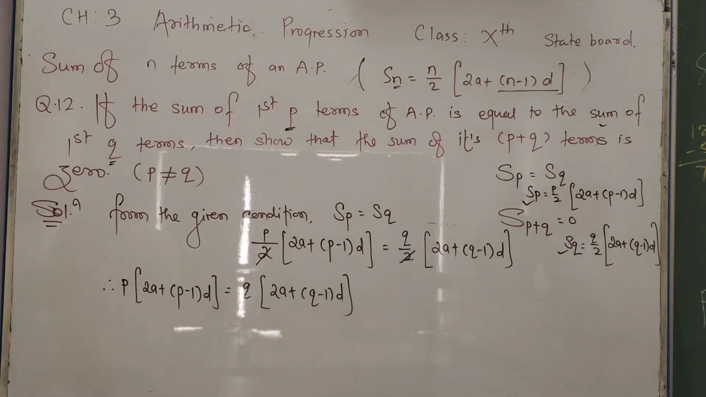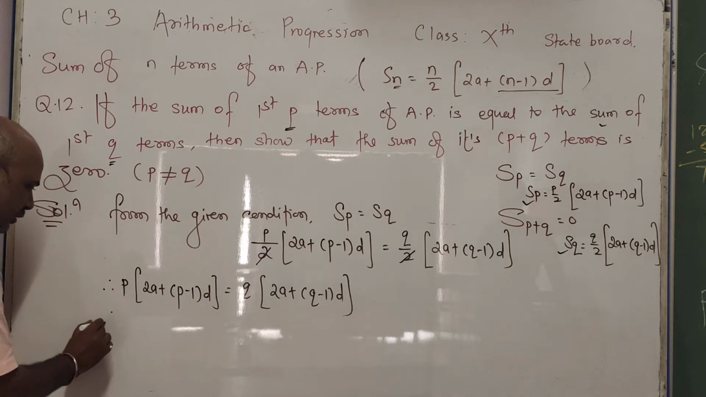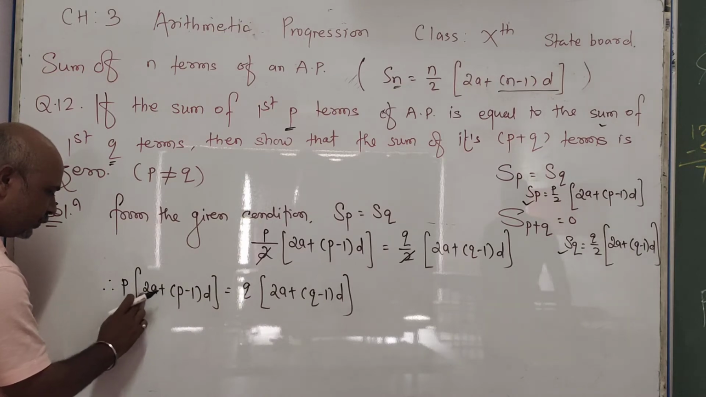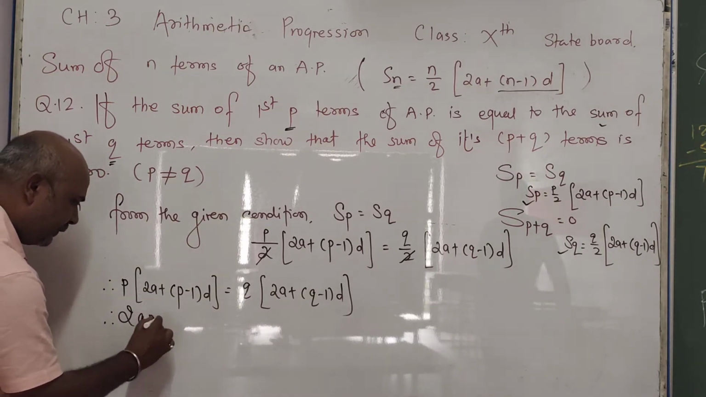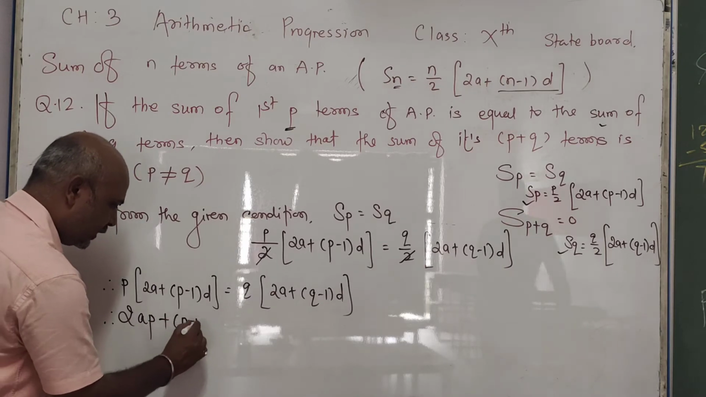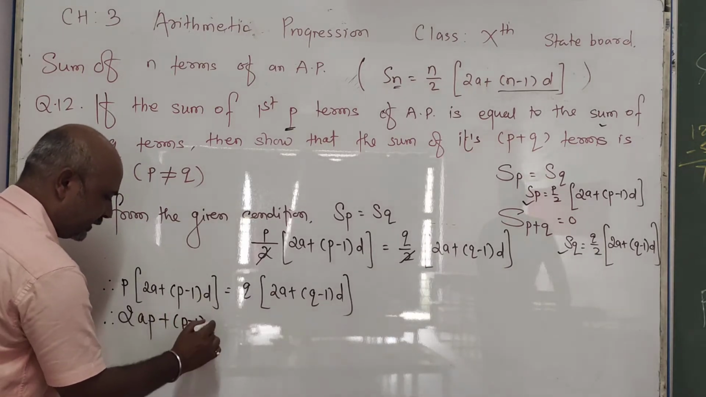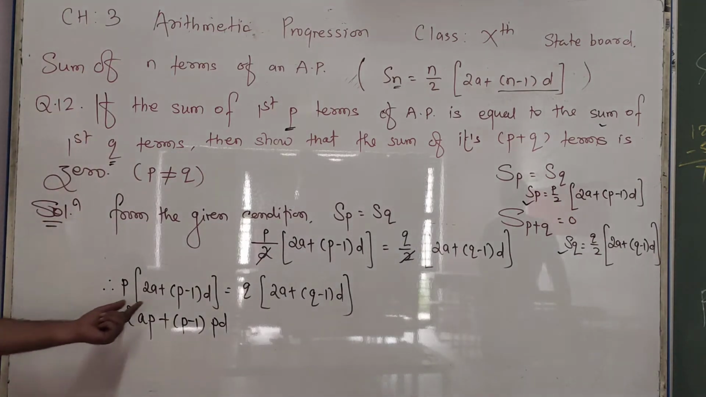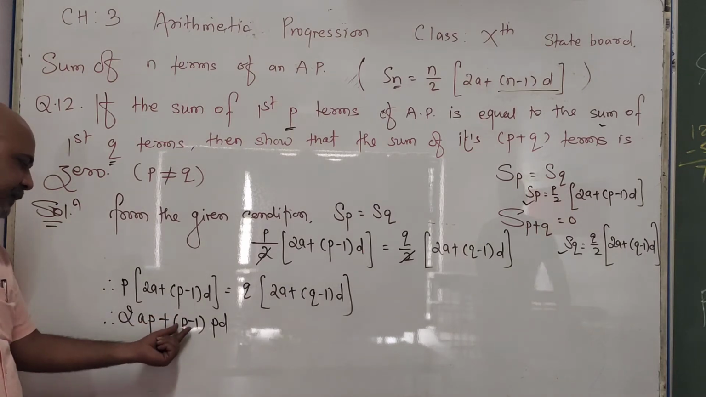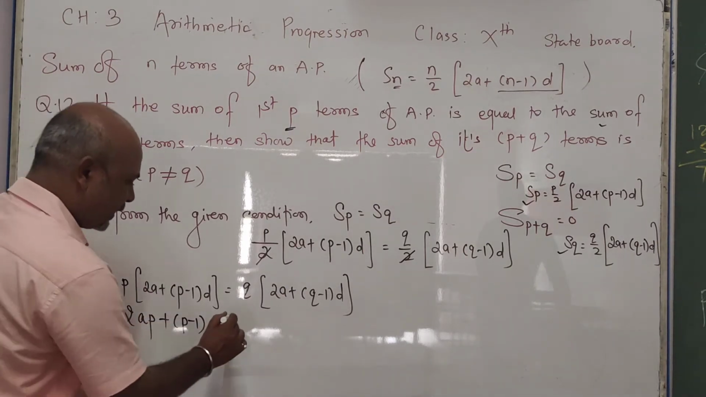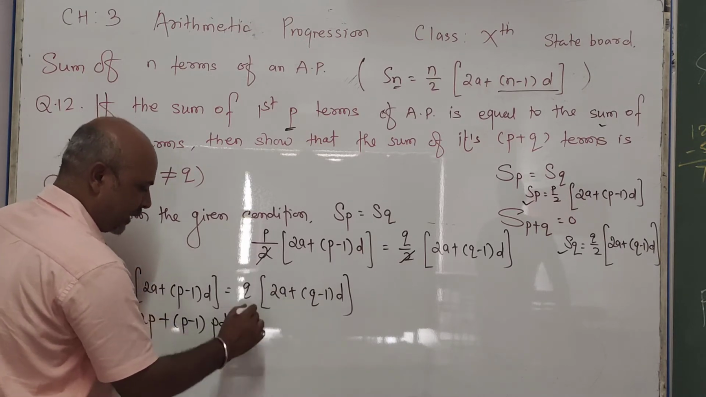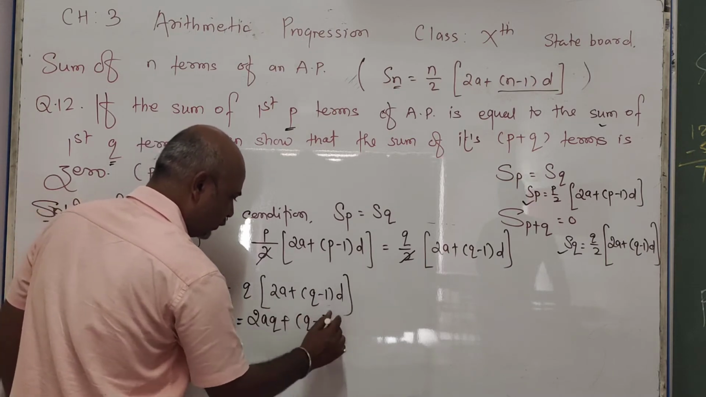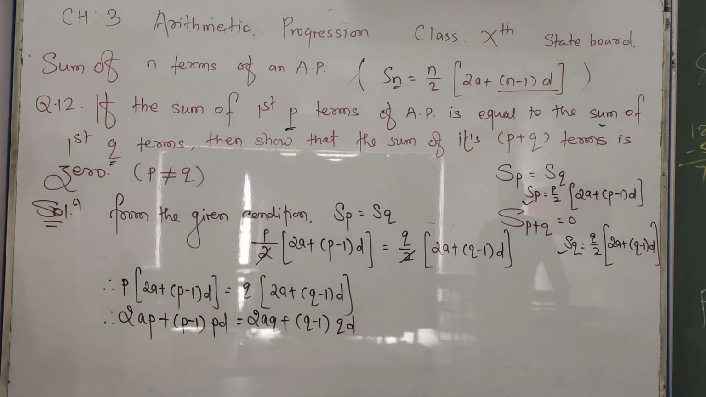Now students, you will multiply this p with this bracket. So what will you get? 2a into p, so 2ap, plus p minus 1 multiplied by p into d, that is pd. So when you multiply p to this bracket, you get 2ap plus p minus 1 into pd. Similarly, you get 2a multiplied by q, so you get 2aq plus q minus 1 into qd. Okay, students.